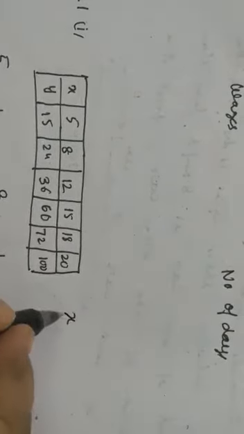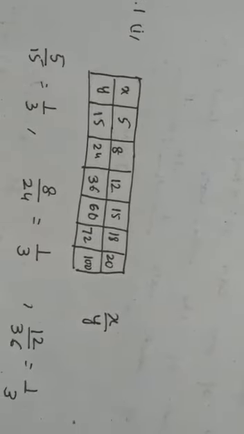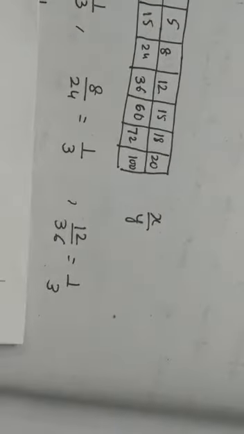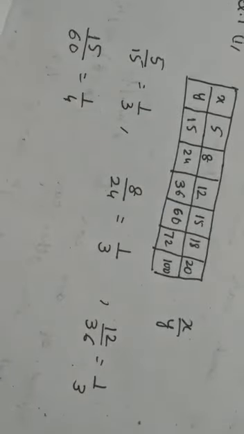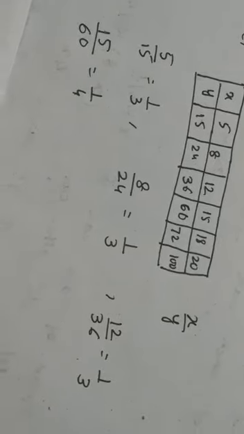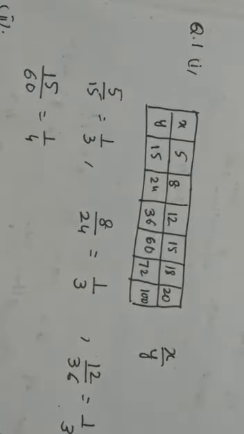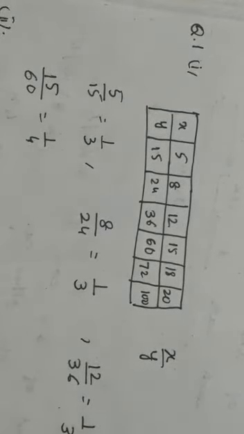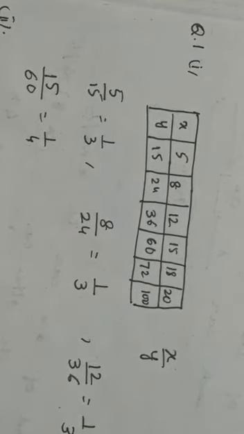So that means if quantities are in direct variation, then your x by y should be the same everywhere. So let me check x by y. What is 5 by 15? It is 1/3. What is 8 by 24? 1/3. 12 by 36? 1/3. 15 by 60? 1/4. That means these quantities are not in direct variation. So for two quantities to be in direct variation, your x by y should be the same throughout. Here it was not the same throughout, so it is not in direct variation.